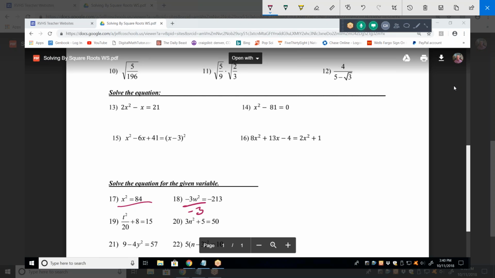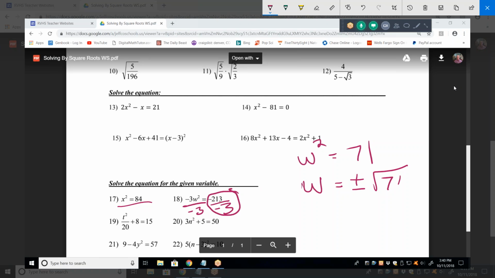Always do the opposite. And if I'm dividing that by -3, I got to divide that by -3. Okay, and that gives me w squared equals 71. Positive 71. It's not plus or minus yet because I haven't taken the square root of anything. So if w squared equals 71, what's w equal to? Plus minus square root of 71.